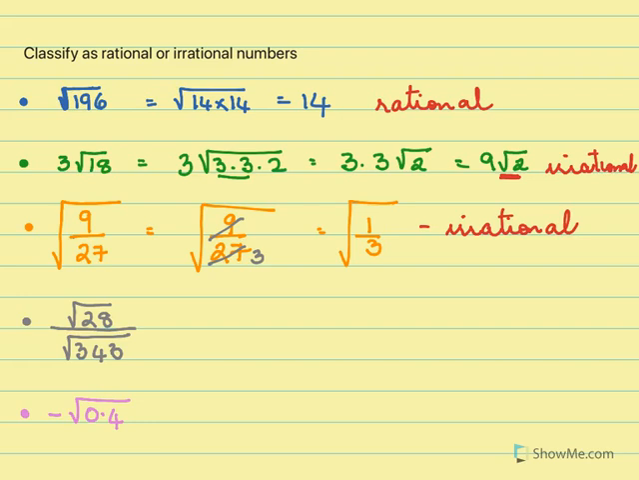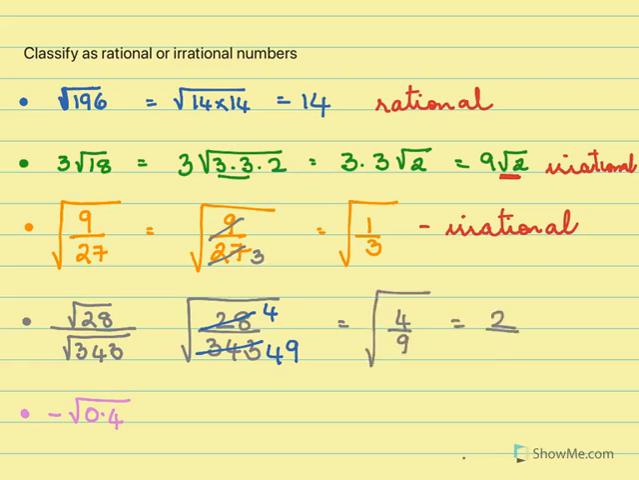For the next one, we will first try and reduce it. 28 and 343. So we cut it by 7. We will get 7 4s are 28 and 7 49s are 343. So here now my answer comes 4 over 9 under root. Under root of 4 is 2. Under root of 9 is 3. So this number now has no root sign and it will be rational.